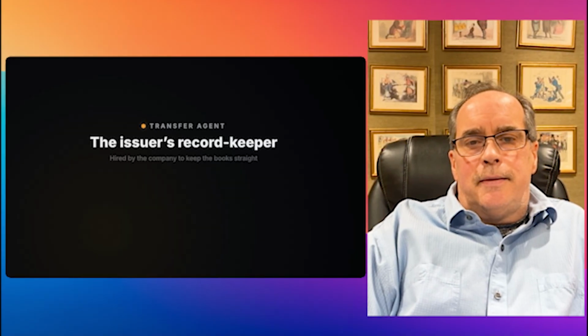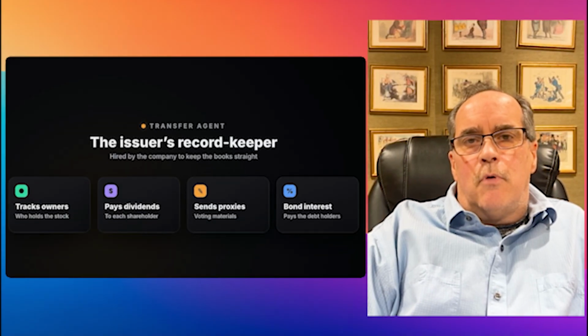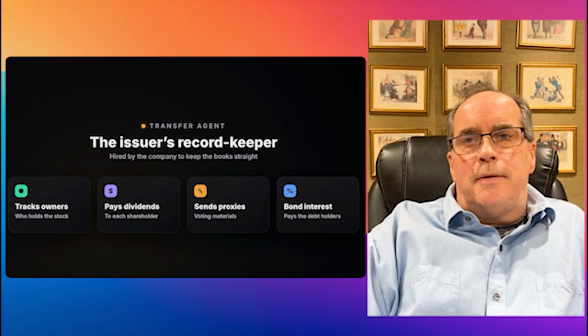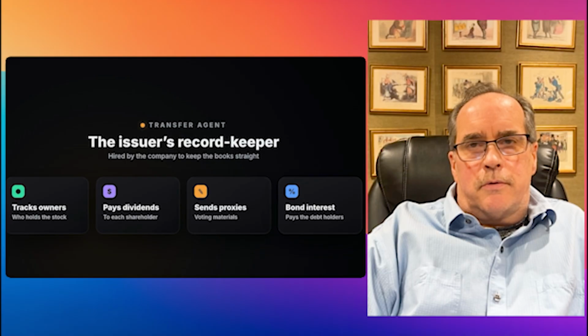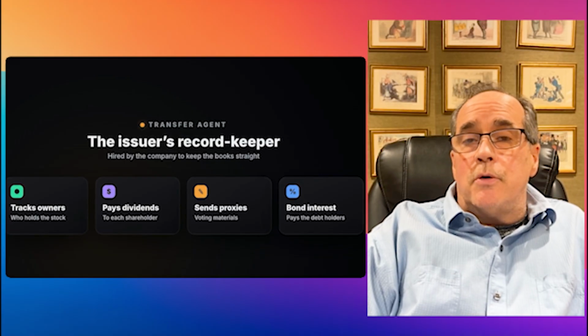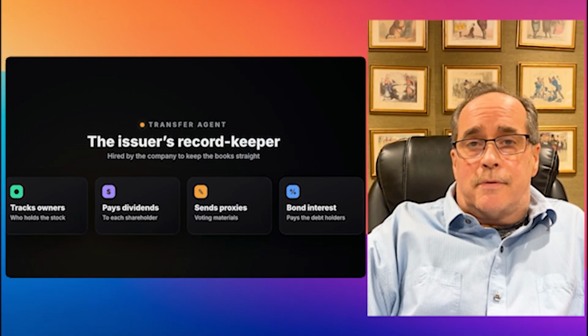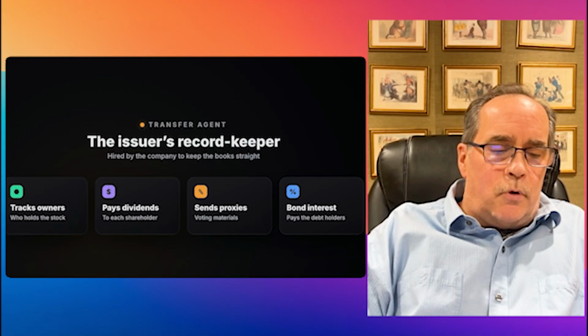Next, what we have is a person or a company called a transfer agent. The transfer agent is hired by the issuer to keep track of who owns stocks. They make sure the dividends get paid. They make sure the proxies go out to the shareholders for the board of directors. They make sure the bond people get their bond interest. They have a list of who has bought and sold the stock.